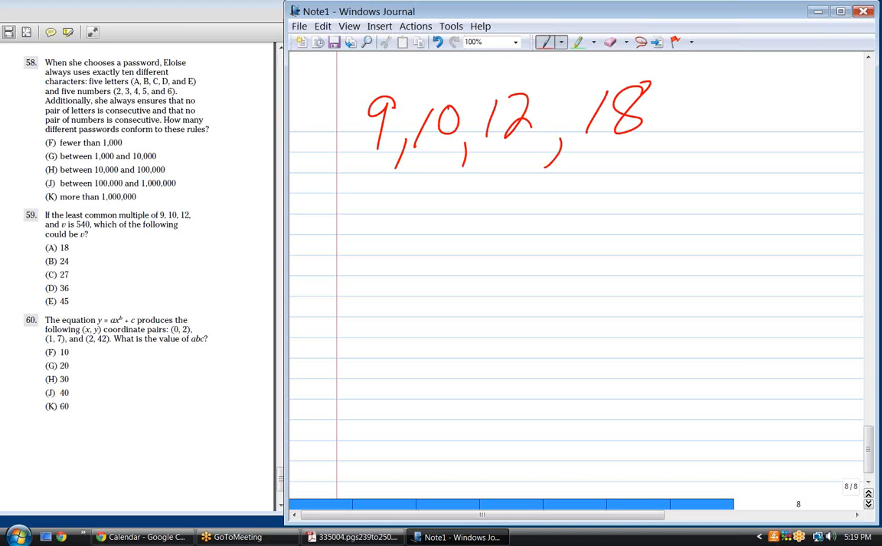Oh, I think I figured something out. Well, clearly 540 has to be divisible by 9, 10, and 12. Yeah. So I think we want the least number. Now let's check a couple of these. We know it's not 24, but it seems like it could be 27 also. How do we figure out which one of these is correct?